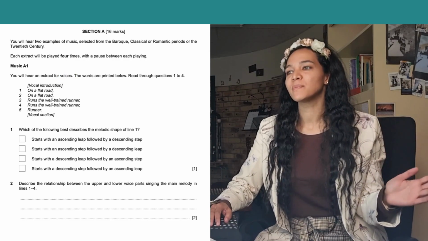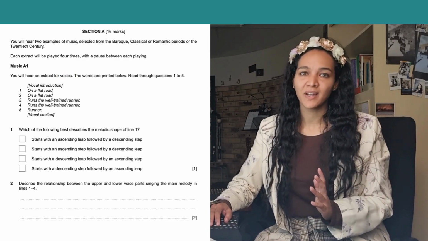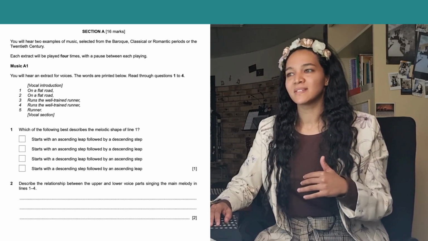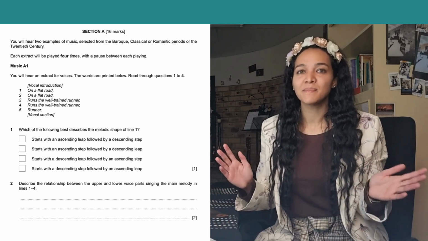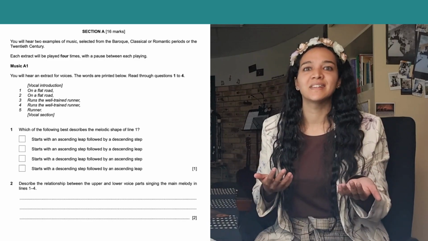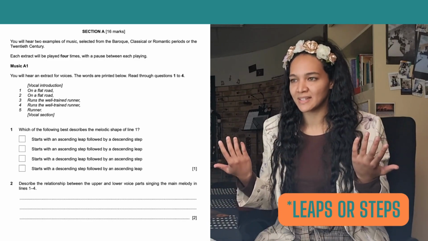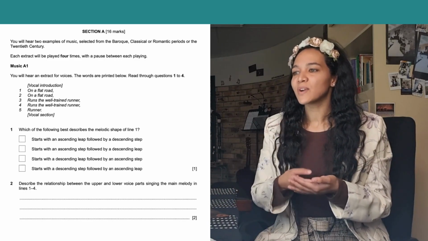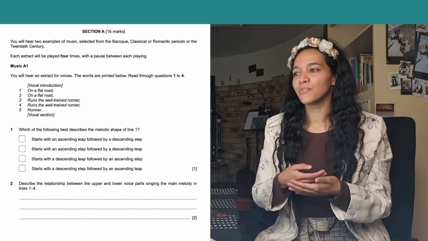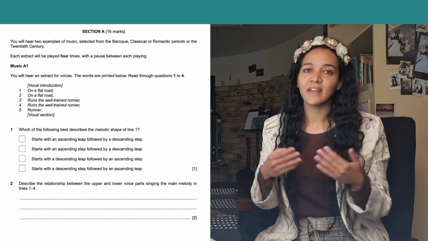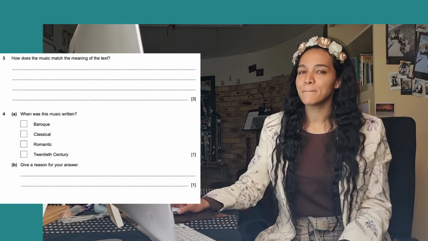Question 1, which of the following best describes the melodic shape of line 1? So we need to describe in terms of ascending or descending leaps, and then ascending or descending leaps again. So we need to listen. Then question 2, describe the relationship between the upper and lower voice parts that sing the main melody in the first 4 lines. If you go into the next page, you'll find some more questions.